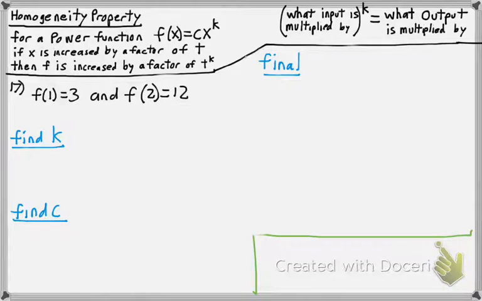On number 17 it says, find a power function that has the given properties. So we have f of 1 is equal to 3, and f of 2 is equal to 12. And our first step is actually to find k. And I want to use the homogeneity property to do this.